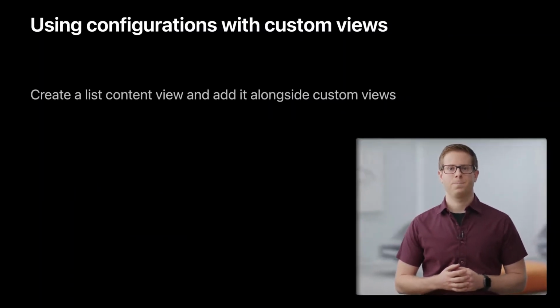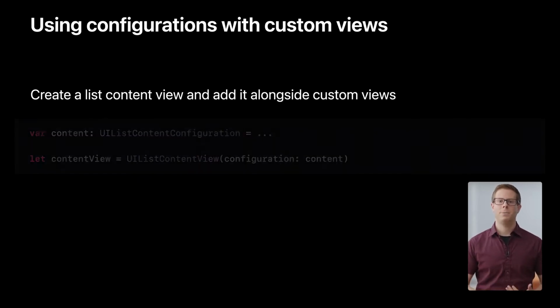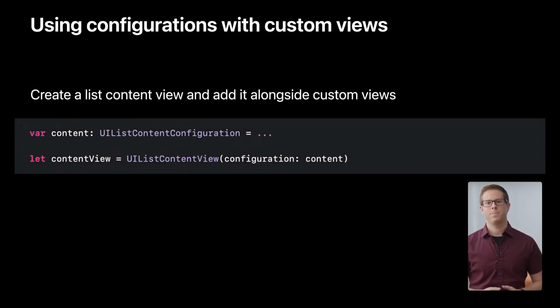The background configuration and list content configuration types that we've covered today are incredibly powerful. But there are still going to be times when you need to do something more custom. With configurations, you have more options than ever before. In addition to the list content configuration, we're also giving you access to the associated list content view, which implements all of the rendering. You just create or update this view using the configuration, and then you can add it as a subview right alongside your own custom views.